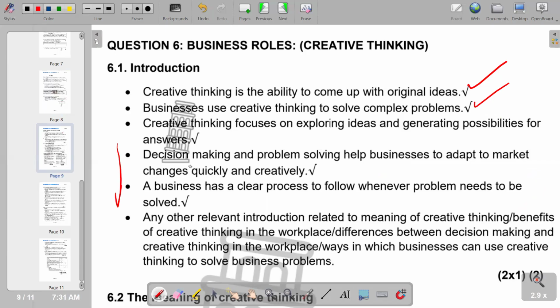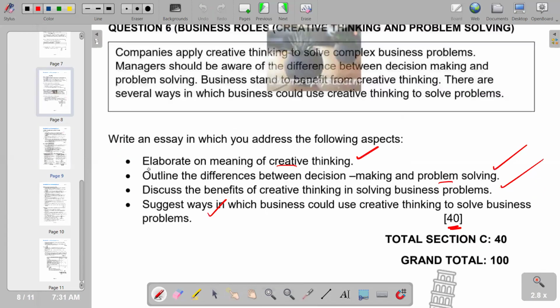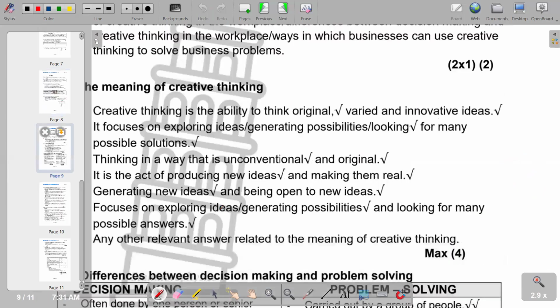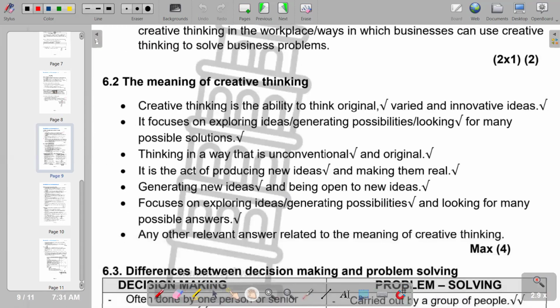Then moving on to the main part, the first part requires us to elaborate on the meaning of creative thinking. So we are going to see what is the meaning of creative thinking according to our essay. This is the meaning that we have, whereby we say creative thinking is the ability to think of original, varied and innovative ideas. We are now in the main part. And then it focuses on exploring ideas or generating possibilities, looking for many possible solutions. That is thinking in a way that is unconventional and original.